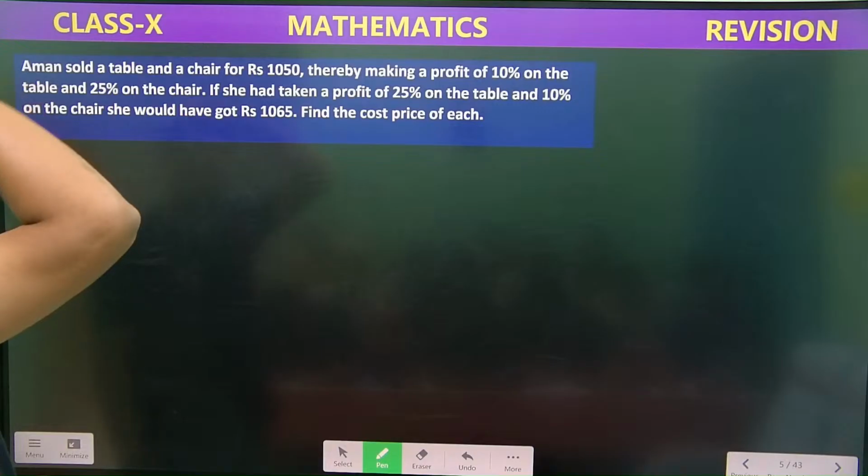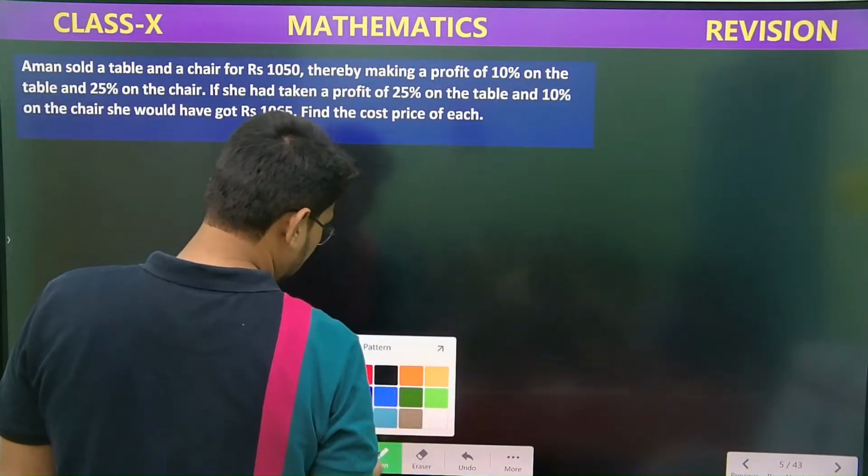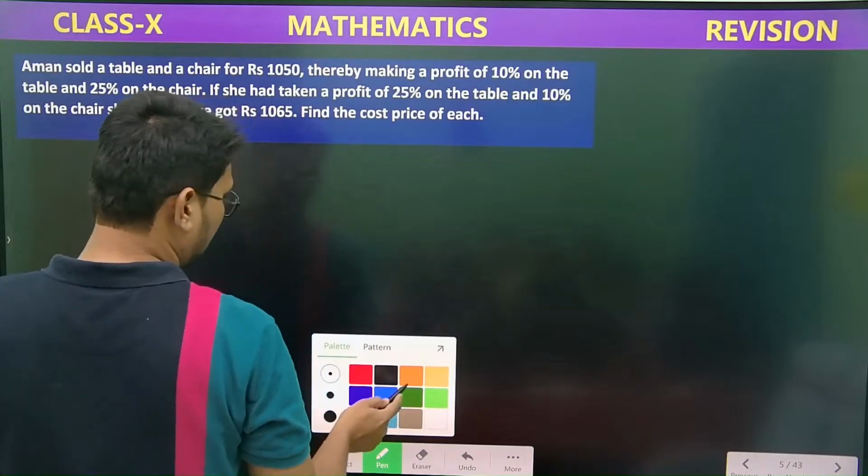Look here now. We will solve right now. The question is saying, check.